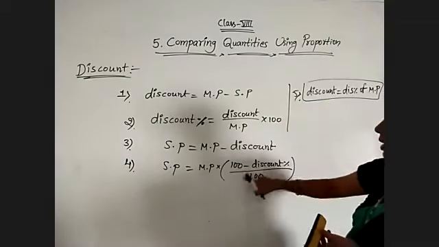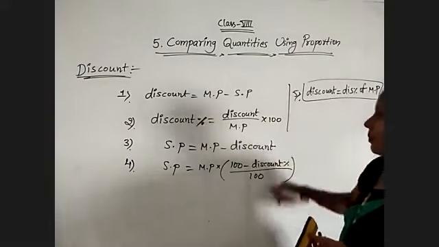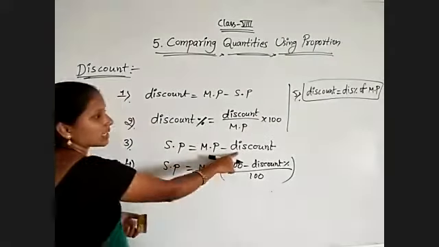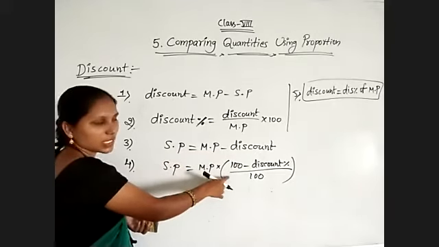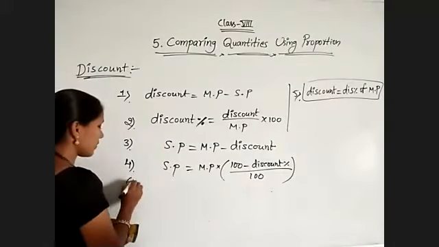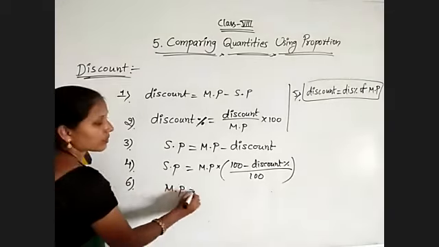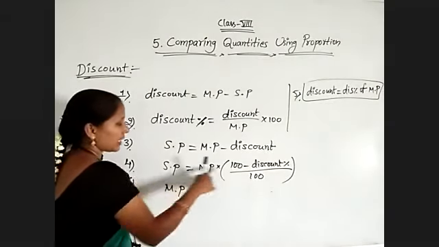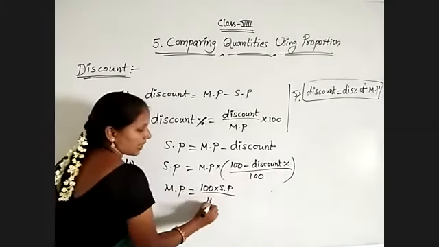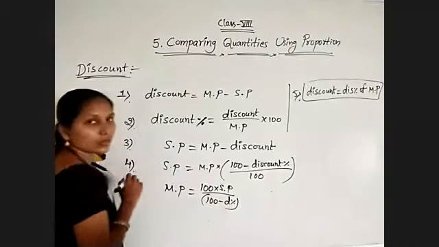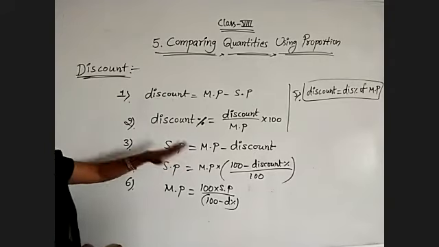From this we will get this formula. SP is equal to MP into 100 minus discount percentage by 100. From here find out the SP value. Now coming to the next, here instead of discount we must substitute discount percentage of MP. By taking MP common we will get this formula. Next, sixth formula. MP, from this final equation, just observe, is 100 into SP by 100 minus discount percentage. These are the 6 related formulas depending on discount, SP and MP and discount percentage.